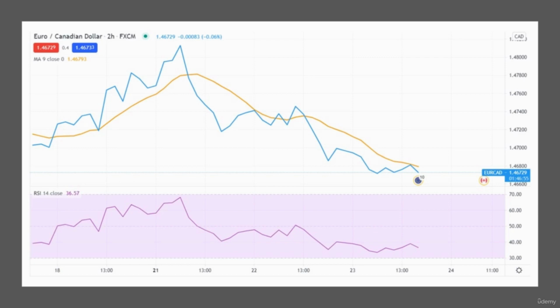And then below is another technical analysis indicator called an RSI, or relative strength index. Don't worry about understanding everything that's involved in RSIs.